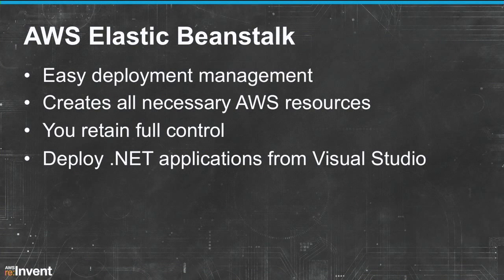So we mentioned that we want to get our application into the cloud easily and not have to think too much about the resources that are being created. So Elastic Beanstalk is a natural choice for this. It's going to create all of the resources that we need on our behalf. But these resources, the instances and load balancers and so forth, aren't hidden behind the Beanstalk abstraction. You retain full control of all of these resources. And it'll also allow us, as we're developing in a tight iteration loop, to deploy our application directly from Visual Studio.